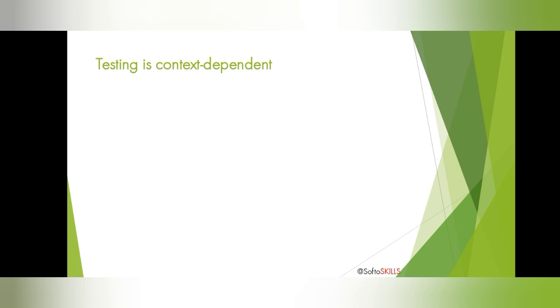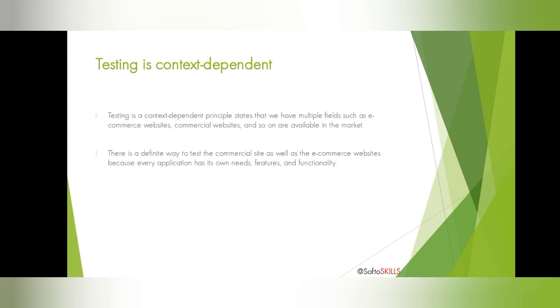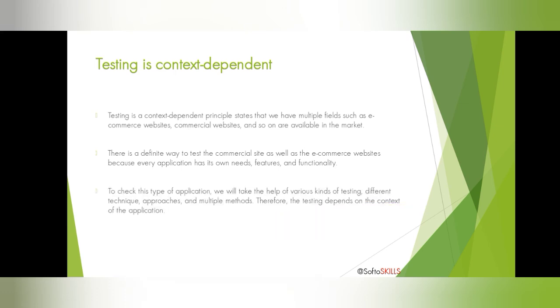Testing is context dependent. The context dependence principle states that there are multiple fields, such as e-commerce websites, commercial websites, and so on, available in the market. There is a definite way to test a commercial site as well as an e-commerce site, because every application has its own needs, features and functionalities. To check this type of application, we take the help of various kinds of testing, different techniques, approaches and multiple methods. Therefore, testing depends on the context of the application.